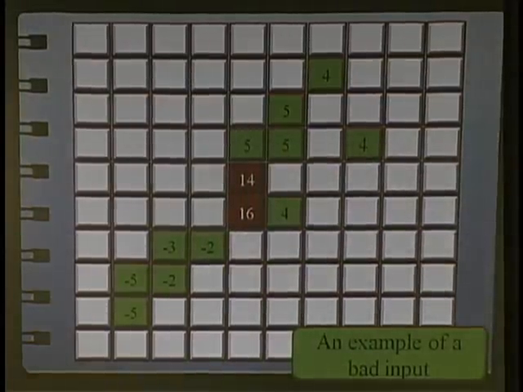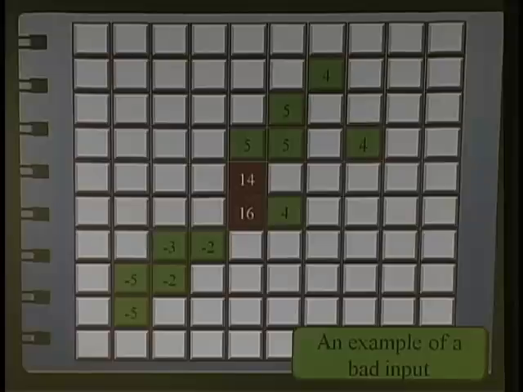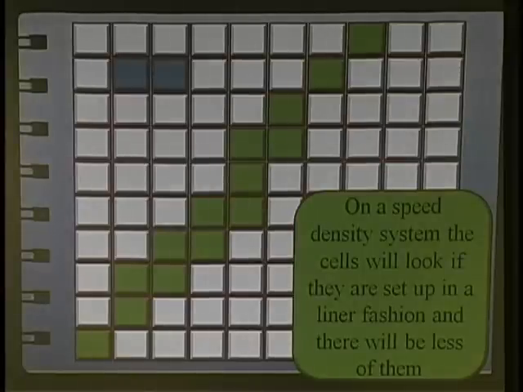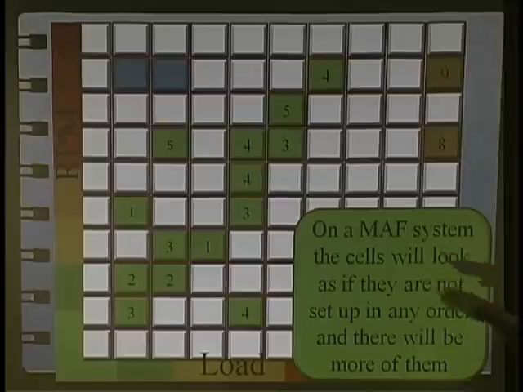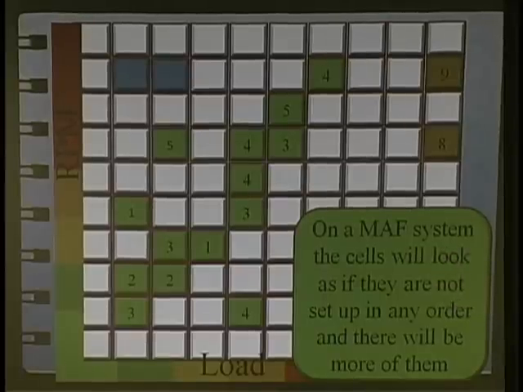So this is an example of a bad input. Here's a bad input that works good some of the time and it's got an intermittent problem. Right? It's some situation, some condition, it's not giving the computer correct information. On speed density systems, the fuel cells look very linear. On a mass airflow, they're kind of helter-skelter. So what was that first one? It was a speed density, Mike, right?